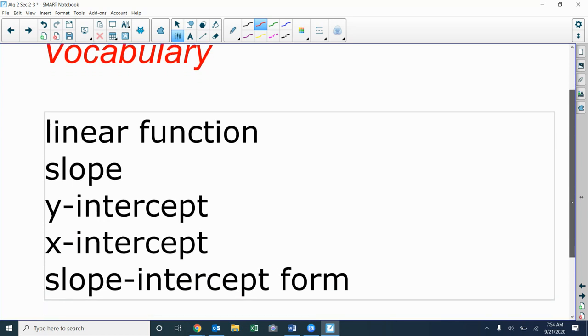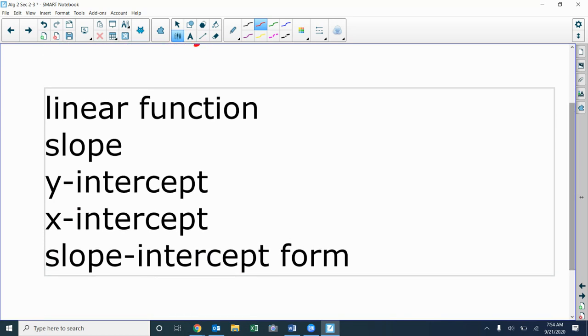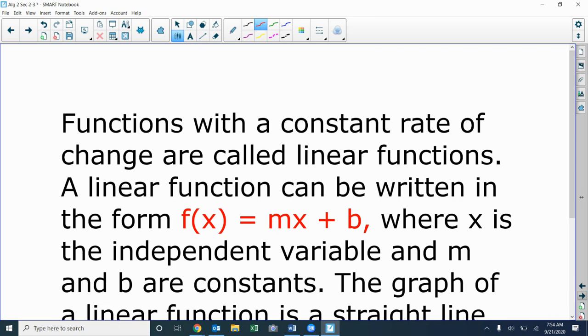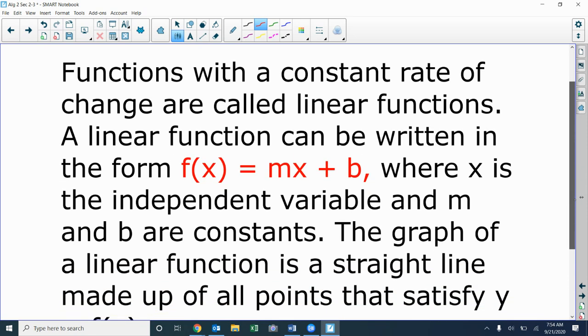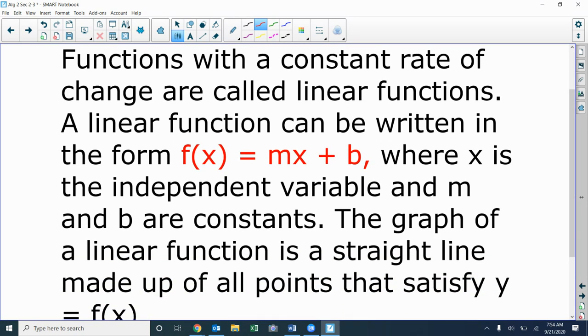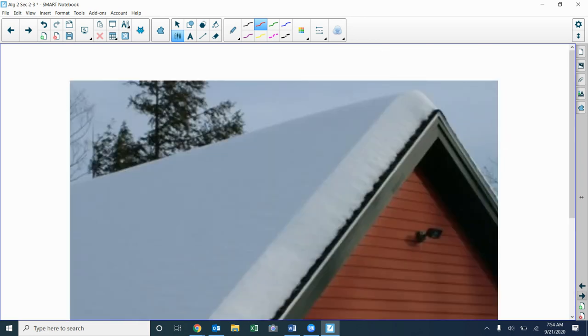So linear function, slope, y-intercept, x-intercept, and slope-intercept form, a couple things just to make yourself familiar with as we roll through this. Mx plus b, we know that, if it turns into function, f of x equals mx plus b, where you've had this already. So I think you should feel pretty comfortable here.